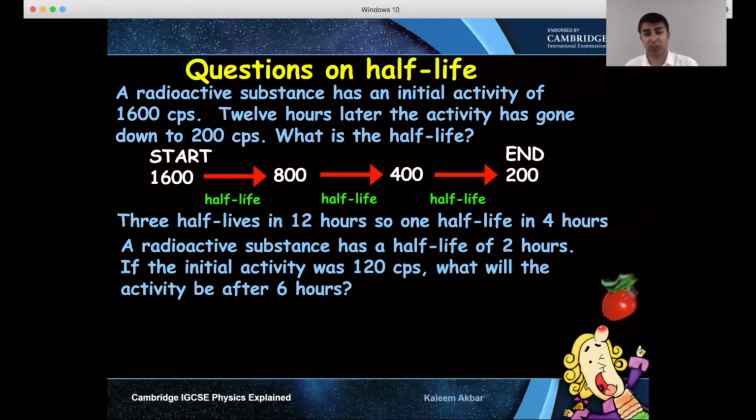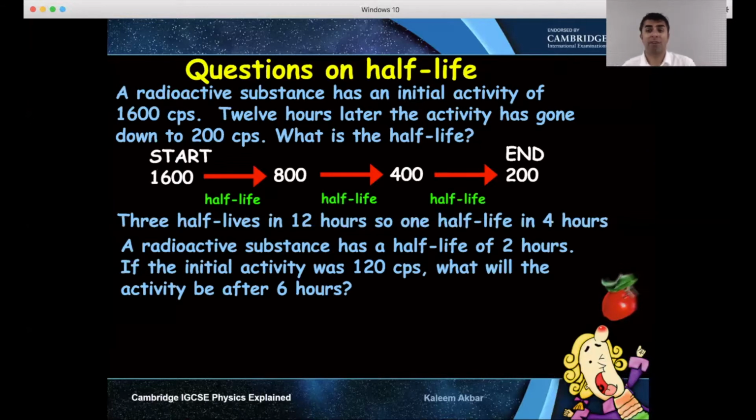A radioactive substance has a half-life of 2 hours. If the initial activity was 120 counts per second, what will the activity be after 6 hours? Well, this time they're doing it in reverse. They're giving you the time.